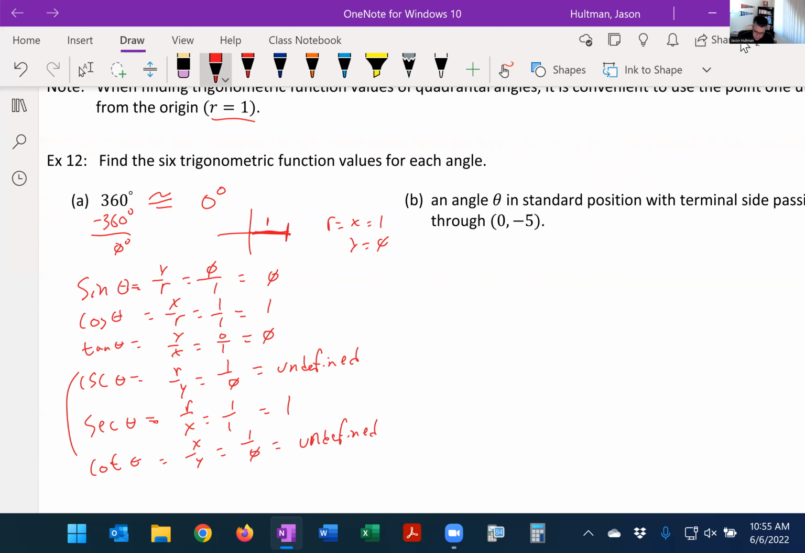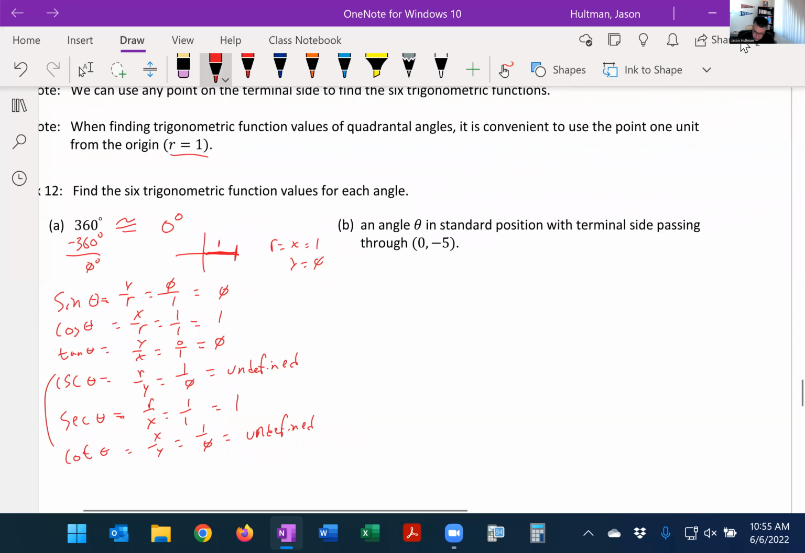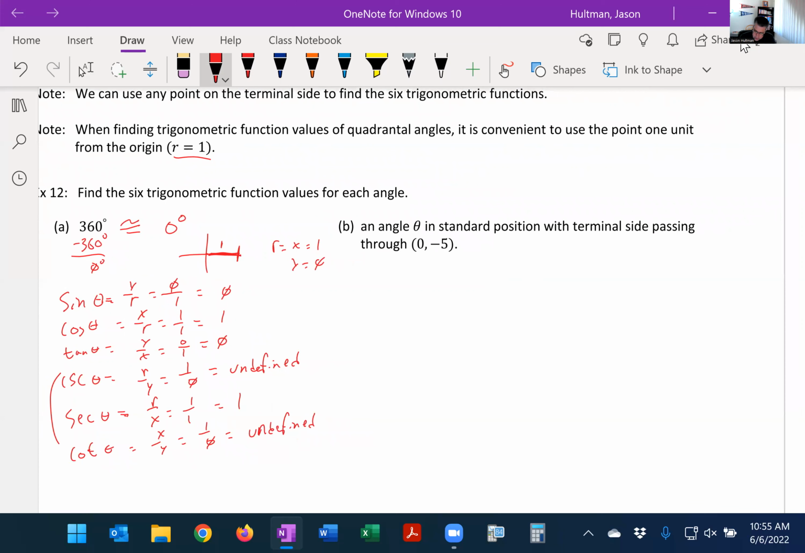Okay. Part B, an angle theta in standard position with terminal side passing through (0, -5). So at (0, -5), I'm 0 in the x direction, but -5 in the y direction. Okay, and that's an angle of 270 degrees. So theta is equal to 270 degrees.